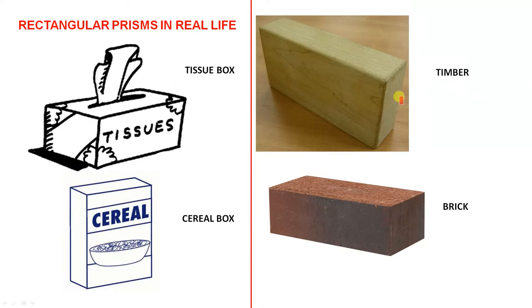Rectangular prisms in real life. The tissue box is a very good example of a rectangular prism. So is the cereal box, that piece of timber, and that brick.